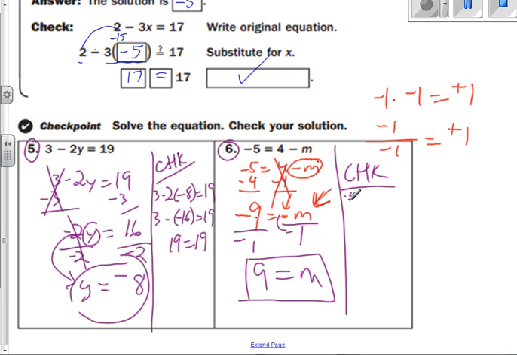So I have negative 5 is equal to 4 minus my m. My m would be 9 in this case. So negative 5 is equal to 4 minus 9. 4 minus 9 is negative 5. My check works out, so therefore I know my solution for m is correct.